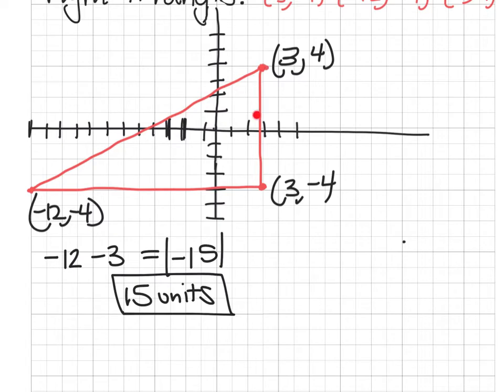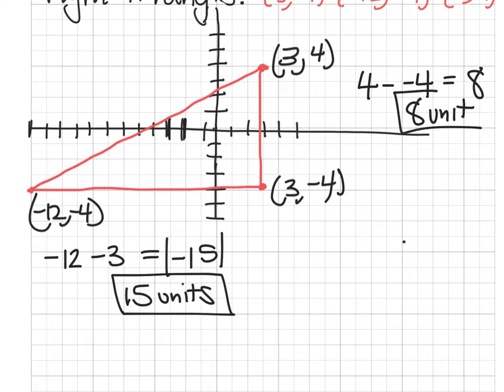You can do the same thing for a vertical line, except you're going to look at the y values. So that would be looking at 4 minus negative 4. So that's like adding 2 negatives together, so it's like adding 4 plus 4, which would give you 8. So this would be 8 units. And again, you could count that, and it would be 1, 2, 3, 4, 5, 6, 7, 8.